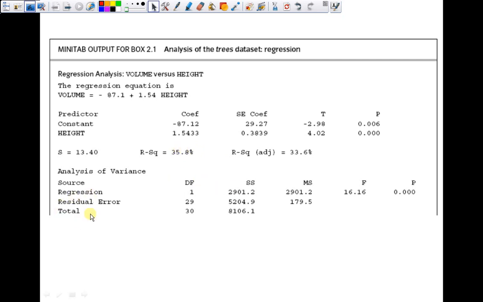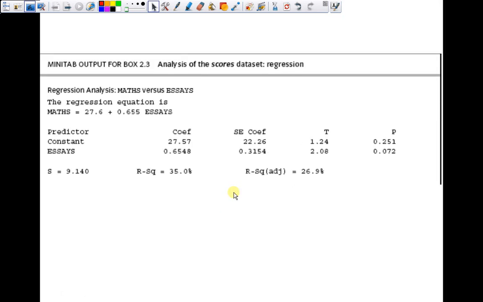The rest of these values we don't need. This is analysis of variance, that is ANOVA, which is the one thing in AP statistics that we don't cover. Okay, so we'll look at one more and then that'll be it.